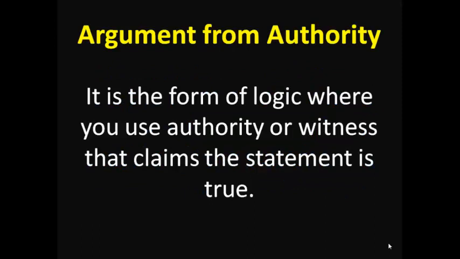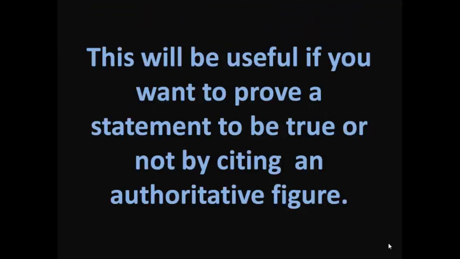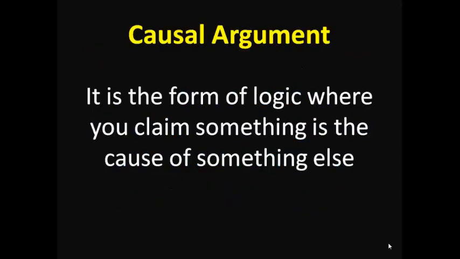Now the third type is argument from authority. It is a form of logic where you use an authority or witness that claims the statement is true. For example, a food scientist, Dr. A, claimed that the easiest way to get glucose is by consuming sugar. This will be useful if you want to prove a statement to be true or not by citing an authoritative figure.